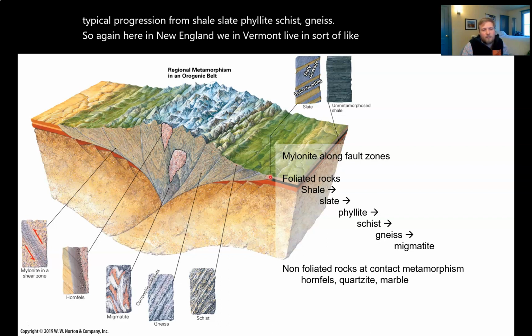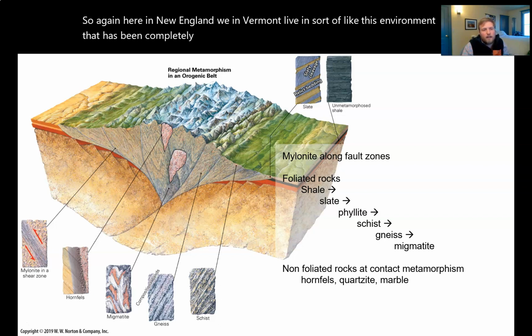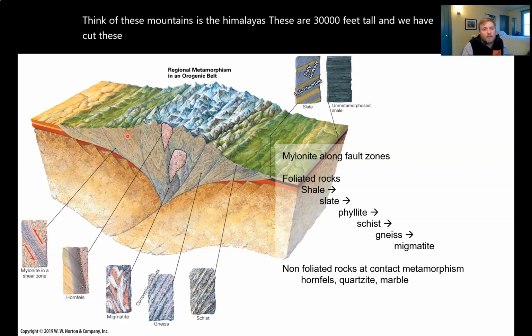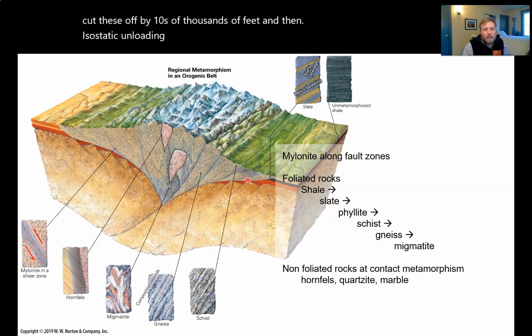So again, here in New England, we in Vermont live in sort of like this environment that has been completely cut away, right? Think of these mountains as the Himalayas. These are 30,000 feet tall, and we have cut these off by tens of thousands of feet, and the isostatic unloading has exposed the really deep parts of the crust. All right, so that is what's going on on land.